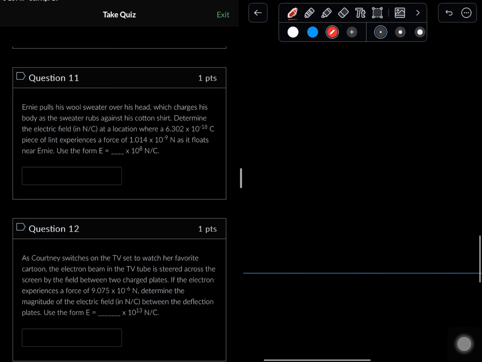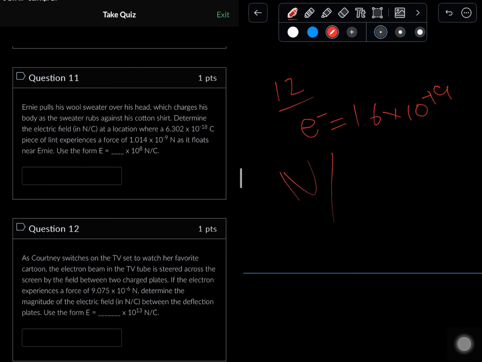And finally, question 12. Courtney switches on a TV, and an electron experiences a force of a certain amount of newtons. You're expected to find the electric field strength. Here it's a bit hidden, but you're actually given the charge. The charge of an electron is 1.6 times 10 to the power of negative 19. In order to find the electric field strength, all you would have to do is take the force divided by the charge of an electron, and you will get your answer.